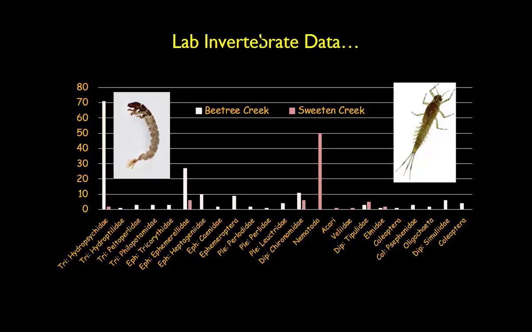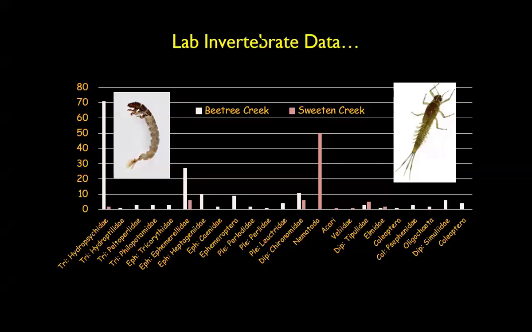Yeah, so that's a good question. So nematodes are fairly tolerant critters, and it's interesting that we got some more oligochaetes at Beachy Creek, but nematodes, you generally find them more in polluted waters.